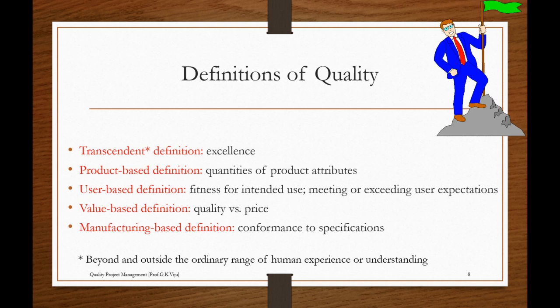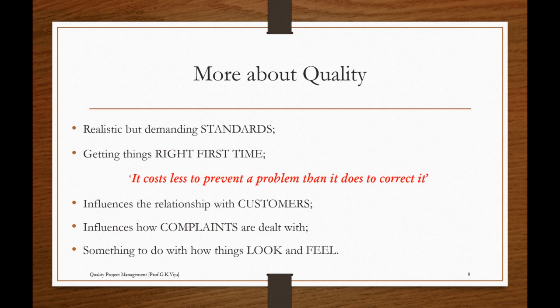Some other definitions of quality: transcendent definitions, excellent; product-based definitions, quantities of product attributes; user-based definitions, fitness for intended use, meeting or exceeding the user's expectation; value-based definitions, like quality versus price; and manufacturing-based definitions, like conformance to specifications. When we talk more about quality: realistic but demanding standards, getting things right the first time.